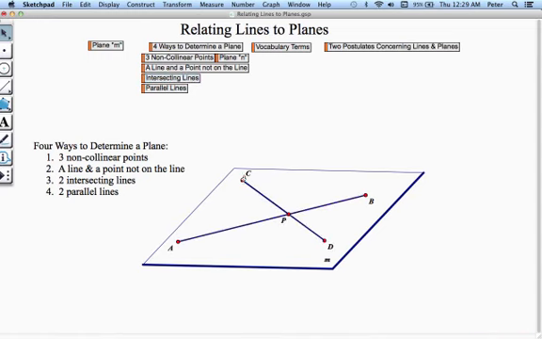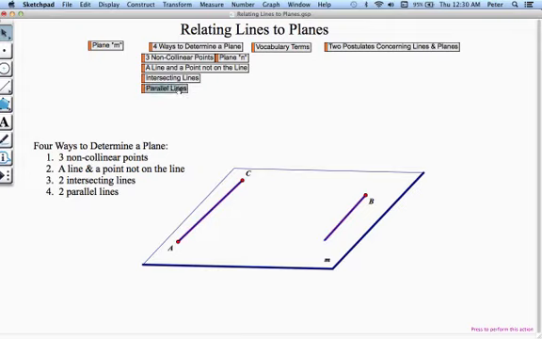So line CD and line AB intersect at point P, and they determine a plane. Now really, this isn't very different than a line and a point not on the line, or three non-collinear points. Nevertheless, if you see two intersecting lines, they determine a plane. The last way would be two parallel lines. Two parallel lines also determine a plane.